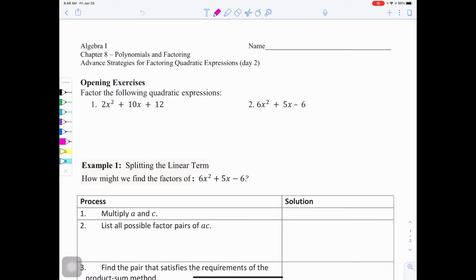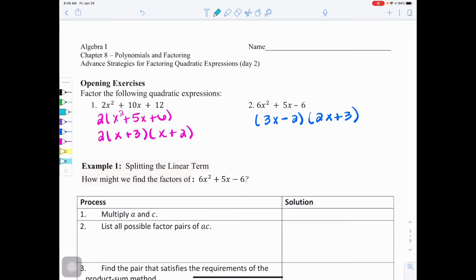Today's lesson is called Advanced Strategies for Factoring Quadratic Expressions, Day 2. We'll start with the opening exercises. It says to factor the following quadratic expressions. So you have number 1 and number 2. Please pause the video while you try these problems on your own, and when you're ready to go over the answers, you can resume the video.